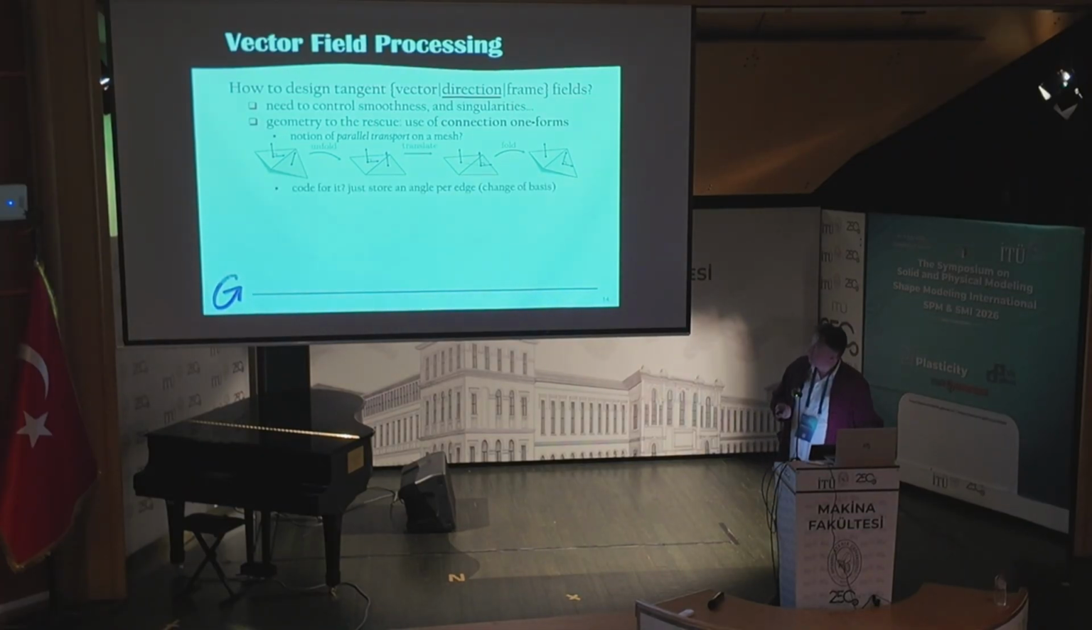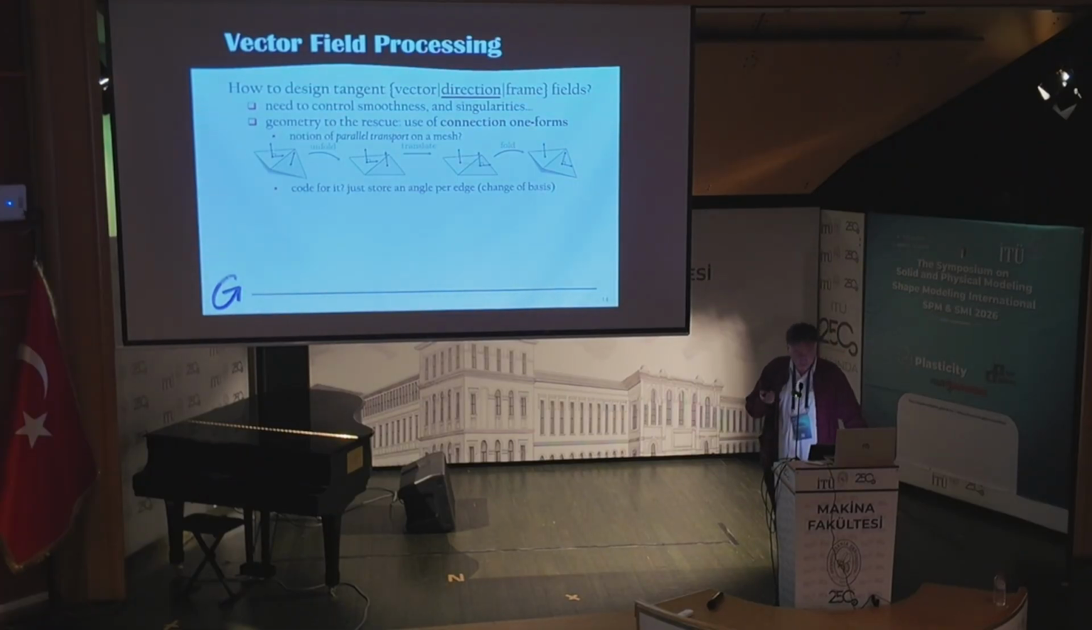Now, of course, this is a conceptual idea. It doesn't tell you how to code this up, and most of you are interested in how to code this kind of thing up, so let me explain. Basically, for every edge between two triangles, let's say triangle I and J, you're going to store just one angle that explains the change of bases between triangle I and triangle J.